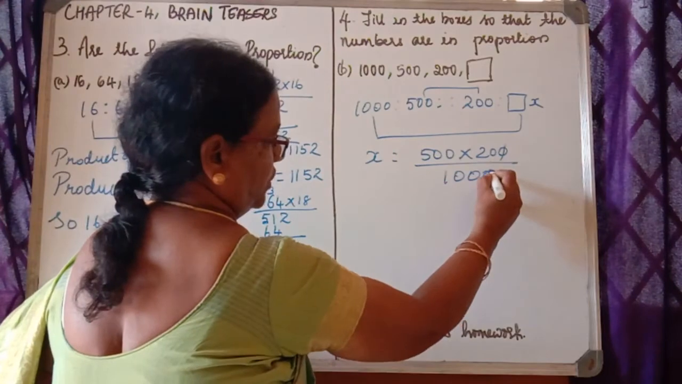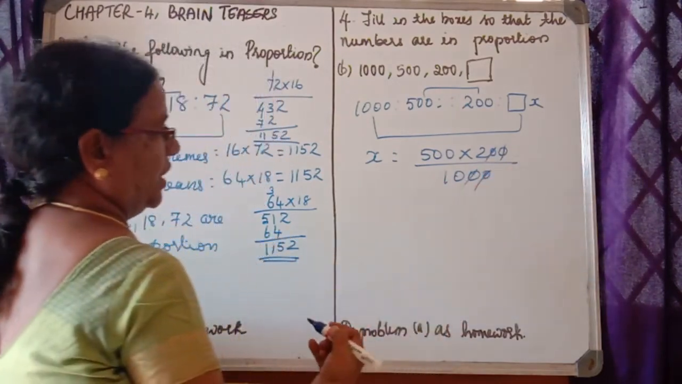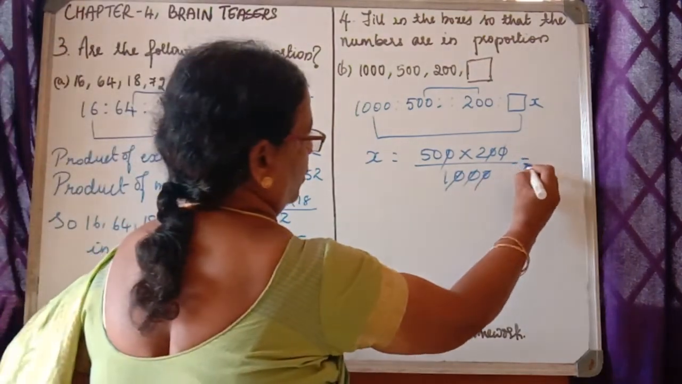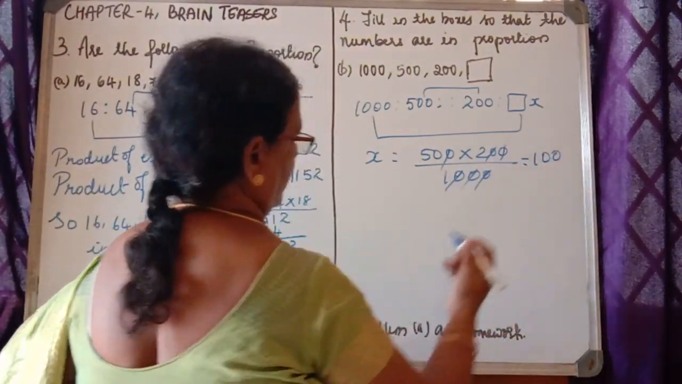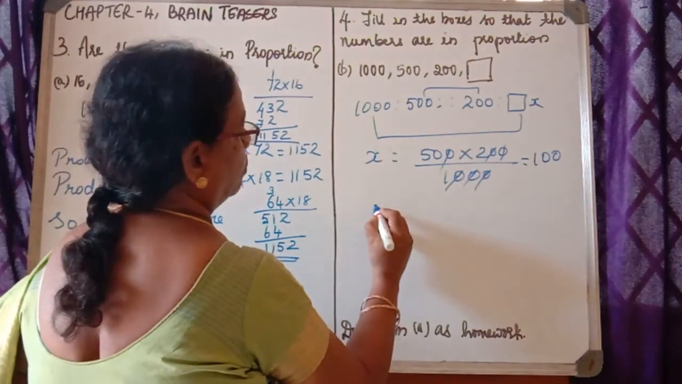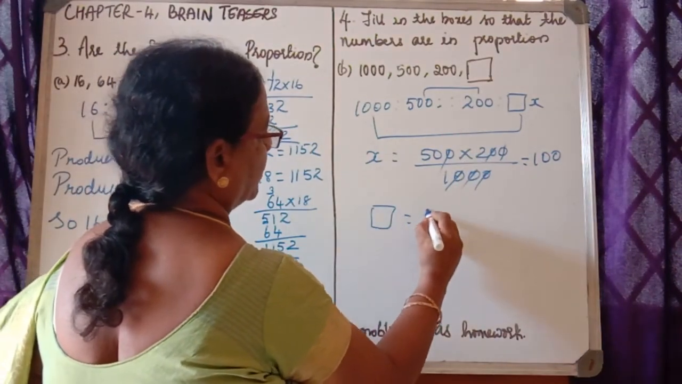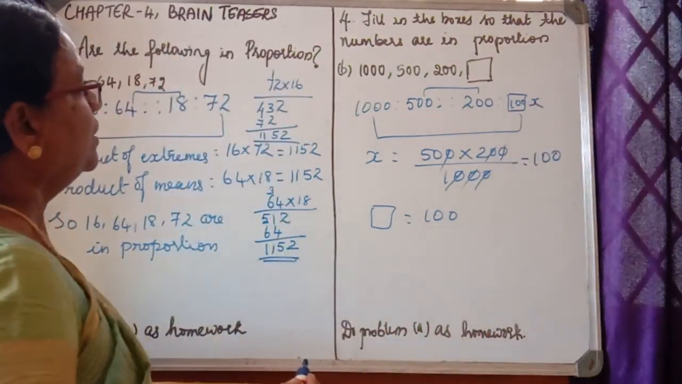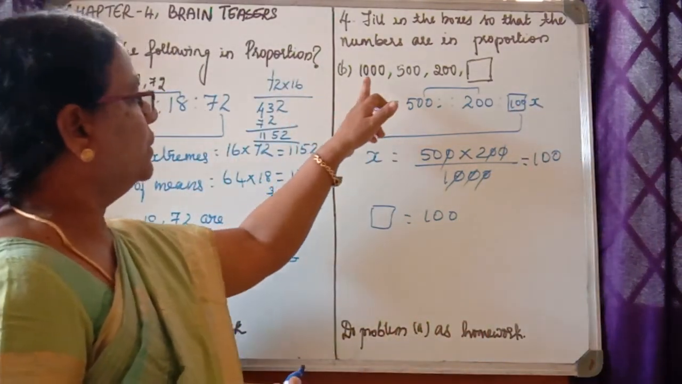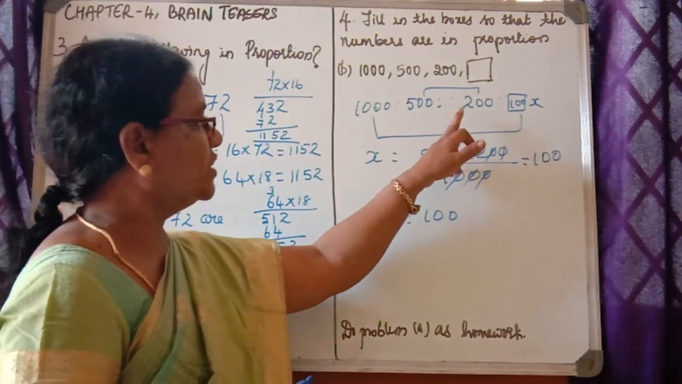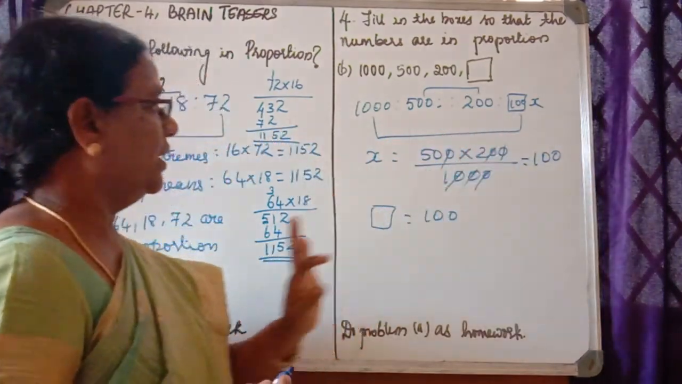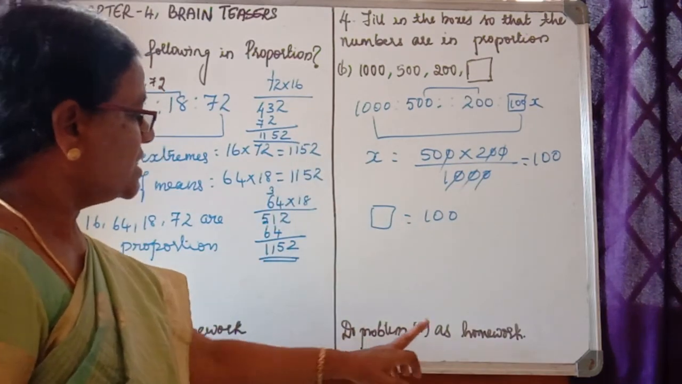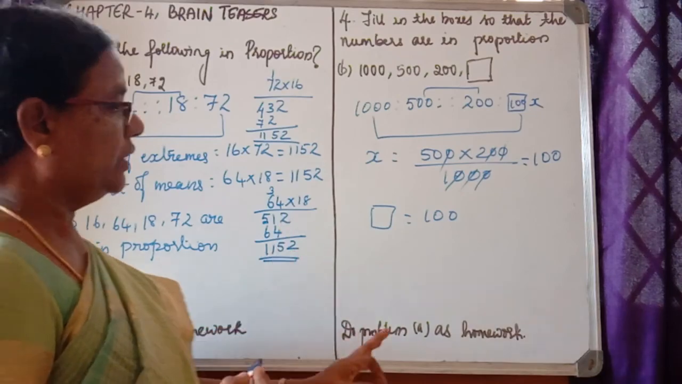Now we are cancelling the zeros. Here 1 zero, here 1 zero we are cancelling. Now 5 2s are 10, so 100. So what is in the box? What should come? 100. If 100 comes, it will be in proportion. How? 1000 is to 500 as 200 is to 100. They are in proportion. In this sum also, I gave a sum as homework. You do it by yourself.